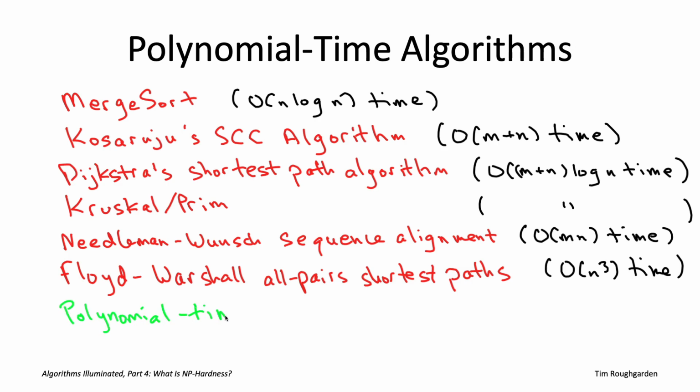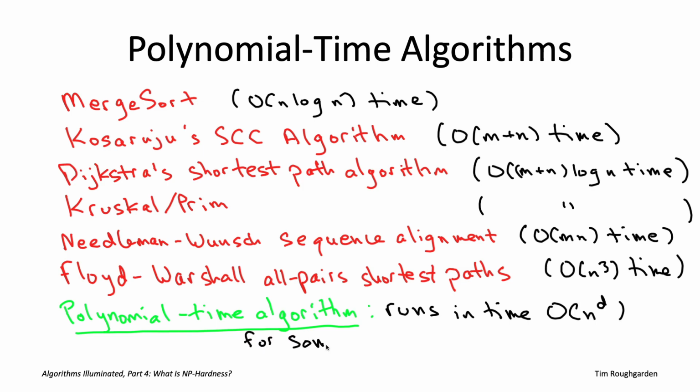Precisely, what is a polynomial time algorithm? Well, just generalizing these, it's an algorithm that runs in time big O of n to the d, where n is the length of an input and d is some constant independent of n. So if d equals 1, you'd be talking about a linear time algorithm. If d equals 2, a quadratic time algorithm. d equals 3, a cubic time algorithm, and so on.